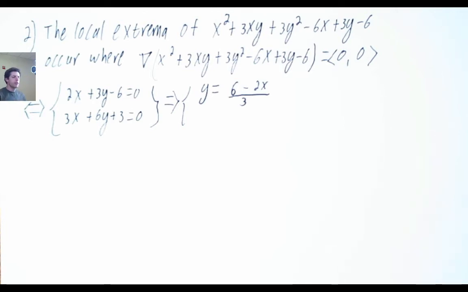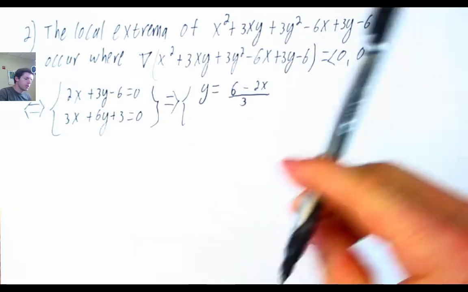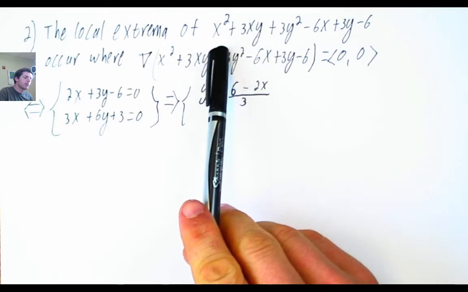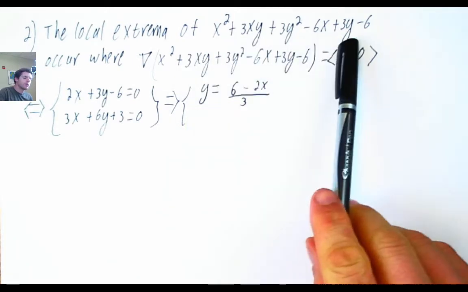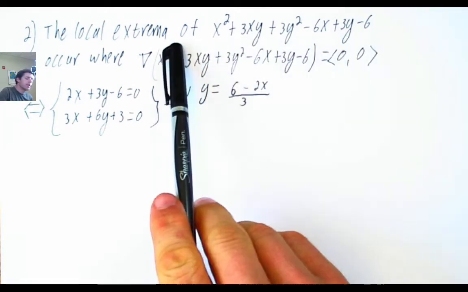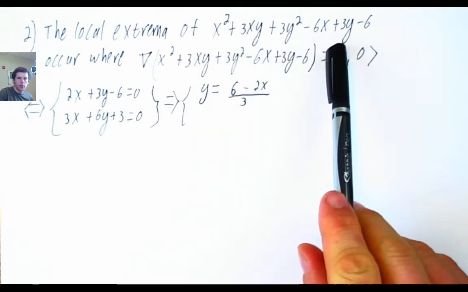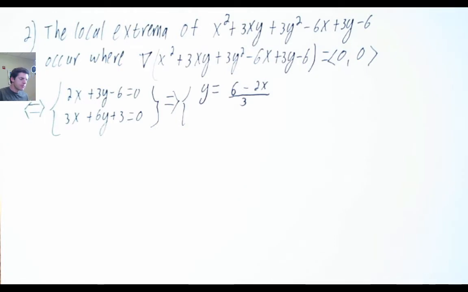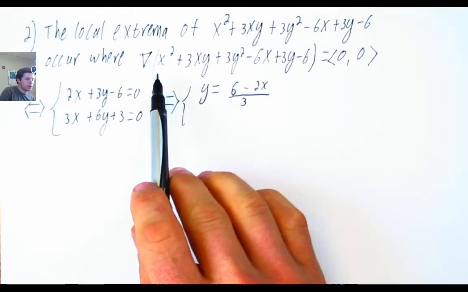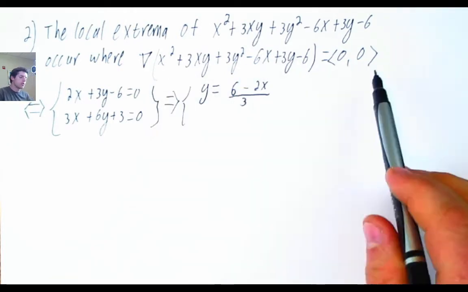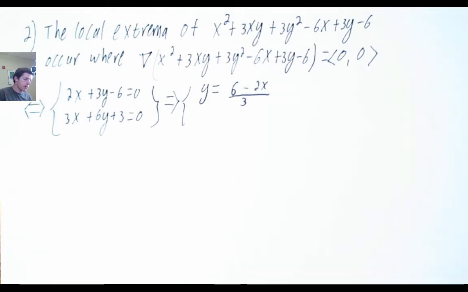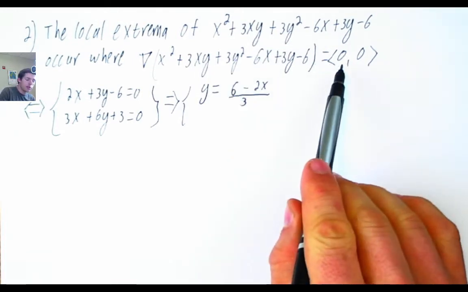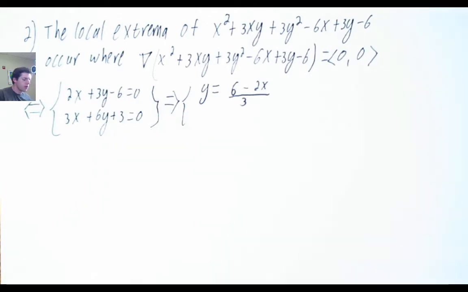Number 2 here is very similar to number 1: the local extrema of a quadratic, second-order polynomial, that is. Well, that was redundant, right? Quadratic polynomial and second-order polynomial mean the same thing. They occur where, this time I formulated it as, the gradient of that function is the zero vector, the vector with components 0, 0. Now that single equation is equivalent to the system of two equations.